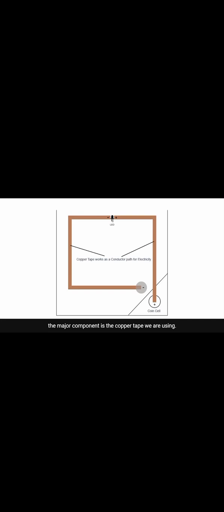In a paper circuit, the major component is the copper tape we are using. The copper tape is a conductive tape made up of copper plating. So it acts as a conductor throughout the circuit. So let's start with making our first paper circuit. So we have our template.